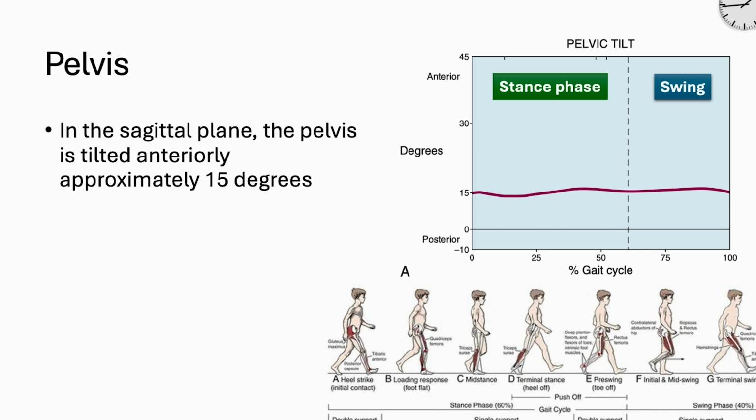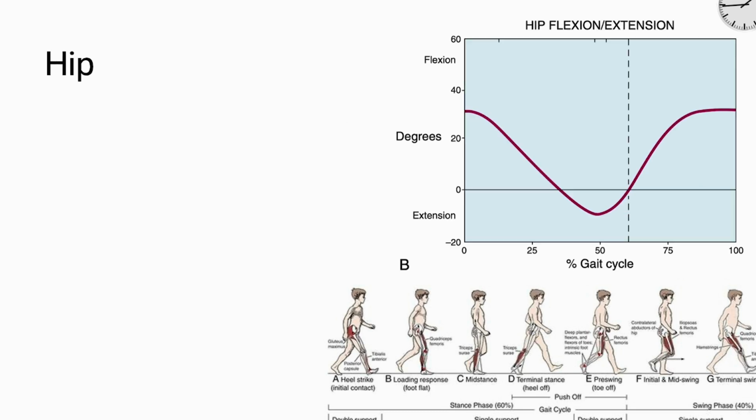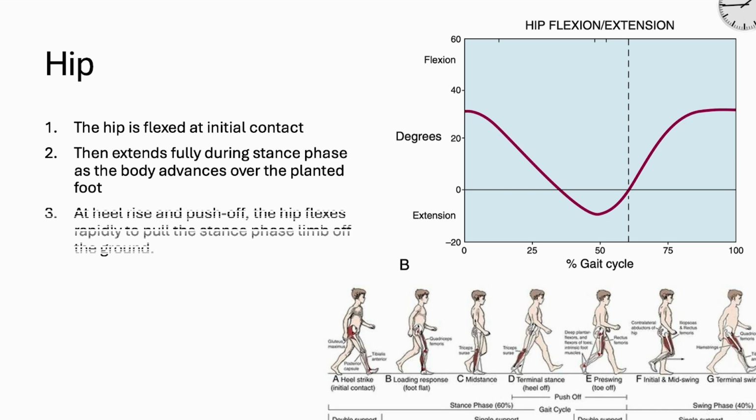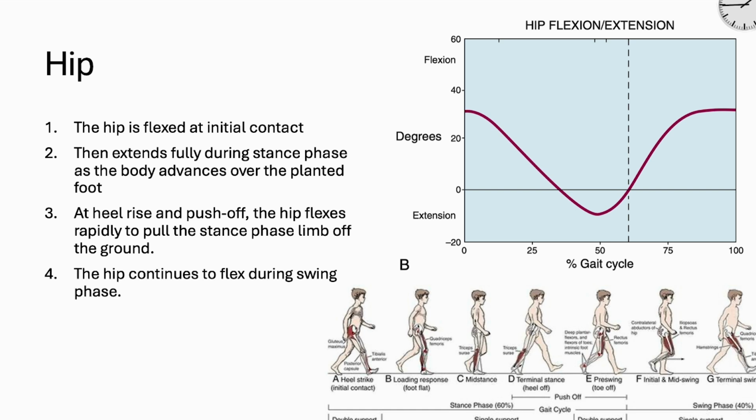The pelvis. In the sagittal plane, the pelvis is tilted anteriorly approximately 15 degrees, remaining almost stable in both the stance and swing phases of gait. The hips, initial contact, the hip is flexed. Stance phase. The hip extends fully as the body advances over the planted foot. Heel rise and push off. The hip flexes rapidly to pull the stance limb off the ground. Swing phase. The hip continues to flex.